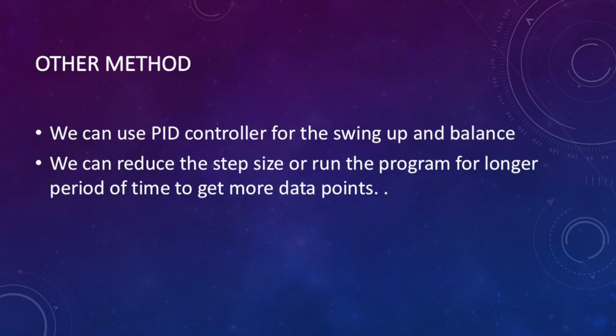Another method that we can use in this lab is a PID controller to swing the first link and balance the second link. Another thing that we can do is to reduce the step size of the program when we do the Hamiltonian calculation, or run the program for a bit longer to get more data points. That way we can get more accurate values of the thetas, which relate to the characteristics of the robot.